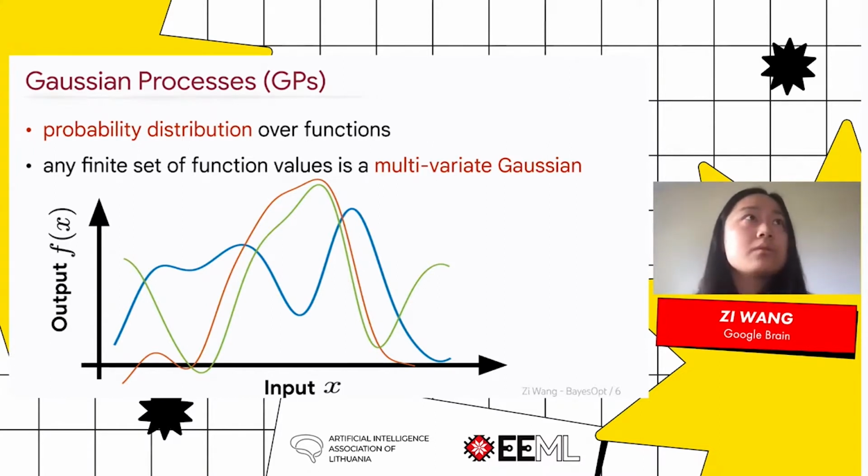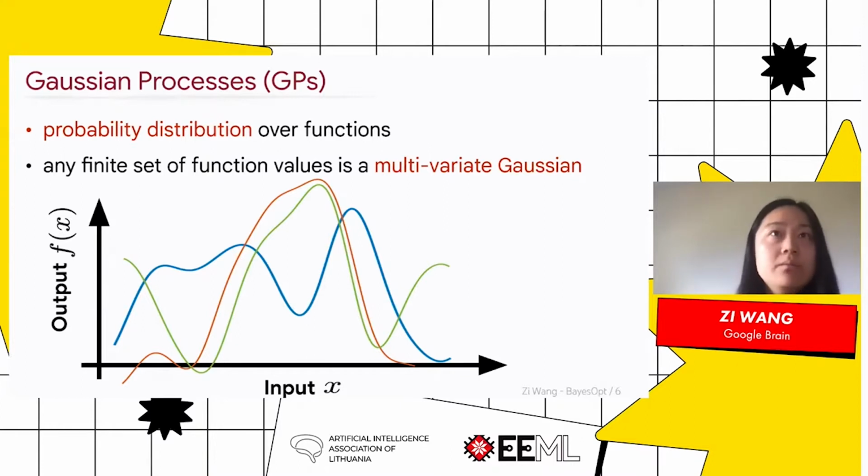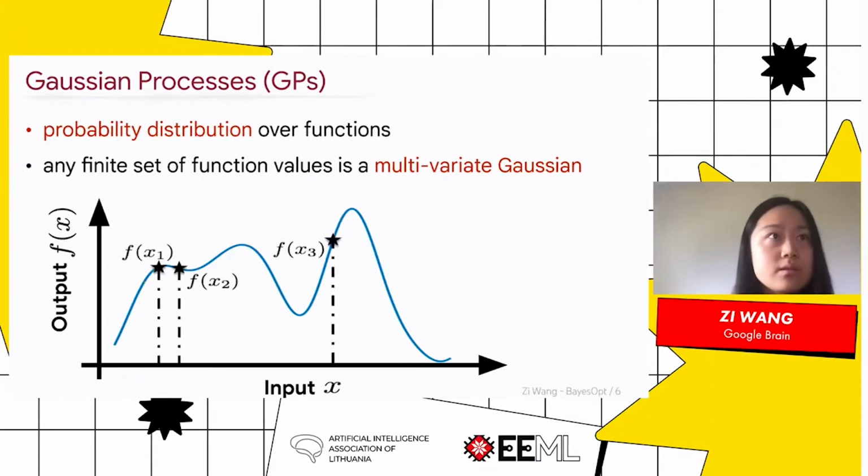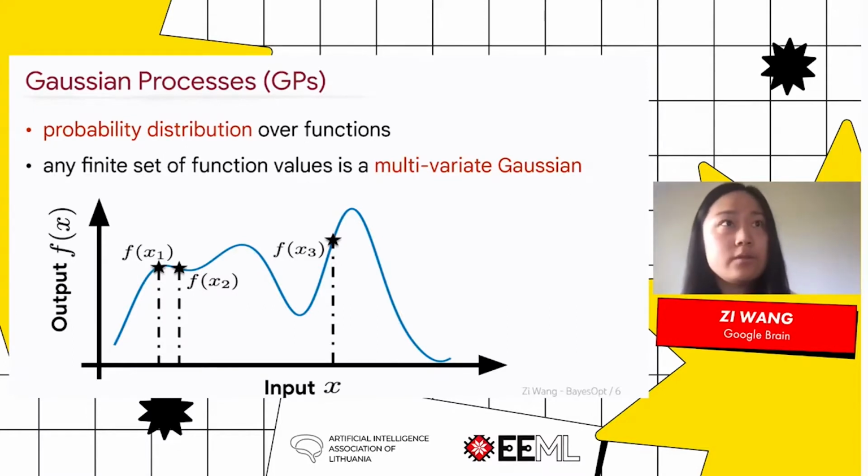The only assumption we're using here for a Gaussian process is that any finite set of function values is a multivariate Gaussian. What that means is, all these colored lines are actually samples from the same Gaussian process. If we look at one particular line and at the function values at different locations, x1 through x3, all these three function values follow a multivariate Gaussian distribution.